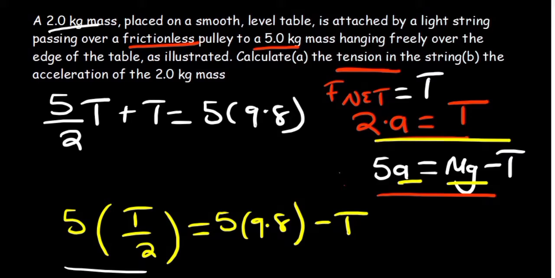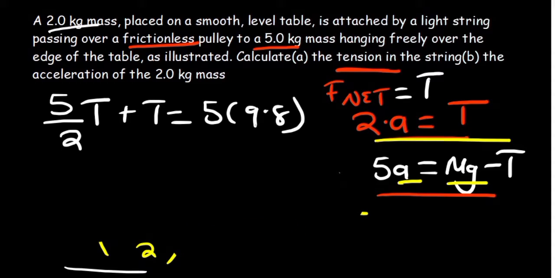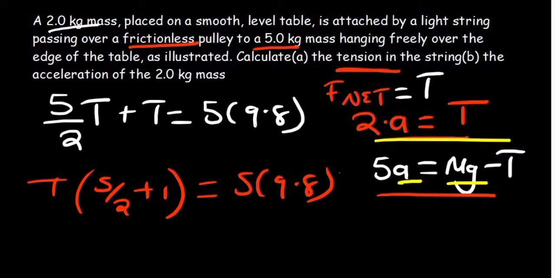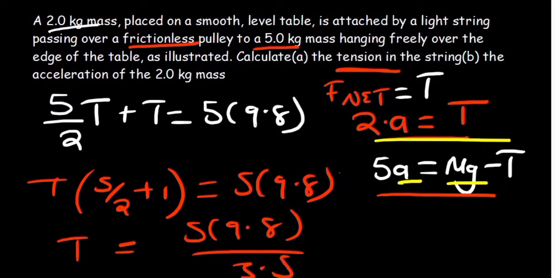At that point we can factorize out our T. Factorizing our T, we have 5 over 2 plus 1, equal to 5 multiplied by 9.8. We can add what's in the brackets, 5 over 2 plus 1, which is 3.5. So our T is going to be 5 multiplied by 9.8 divided by 3.5. Basically what we have is 14 newtons as our tension acting along that rope.